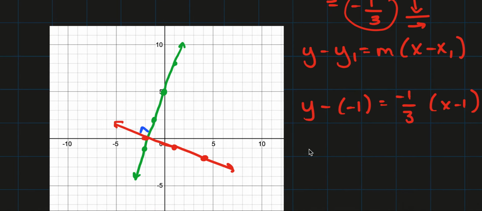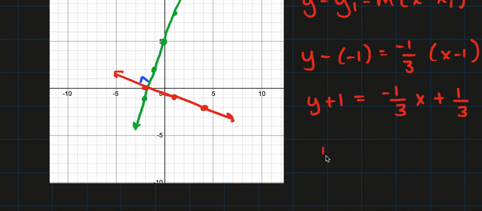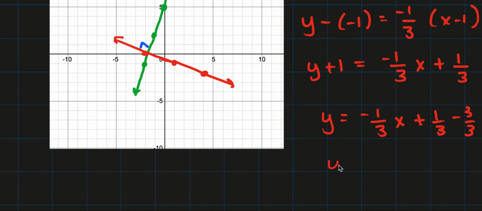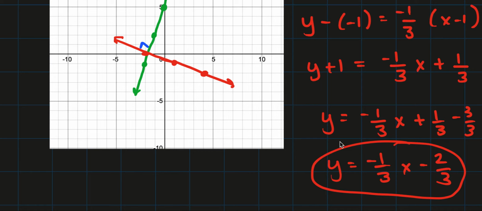Let's clean this up. This is y plus 1 is negative 1/3 x. A negative and a negative make a positive, so positive 1/3. And now move the 1 to the other side. We get y is equal to negative 1/3 x plus 1/3 minus 1, which is the same thing as 3/3. So y is equal to negative 1/3 x minus 2/3. And this is the equation of the perpendicular line that goes through the point 1, negative 1.